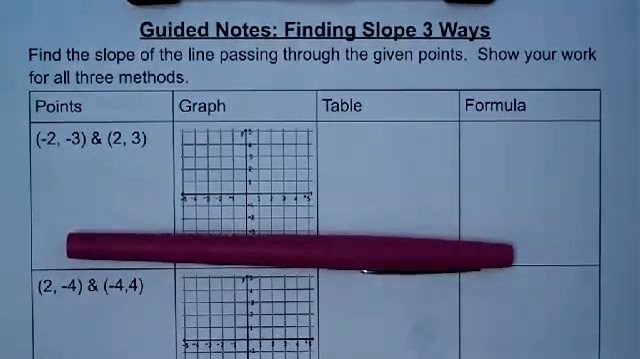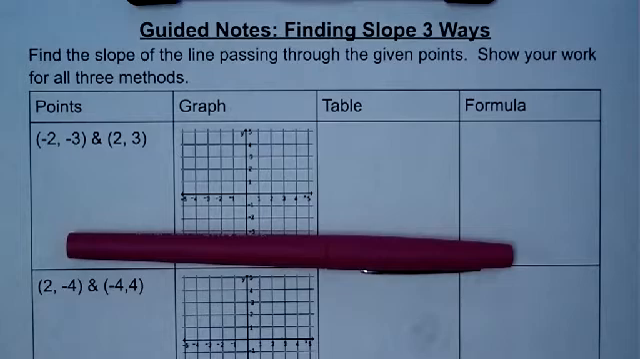We're going to do 4 examples. Okay? One is going to be a positive slope, one will be a negative slope, one will be a 0 slope, and the other one will be an undefined slope. We're going to find each of these 3 ways, and we're going to see how our answer comes out to be the same with very different strategies.